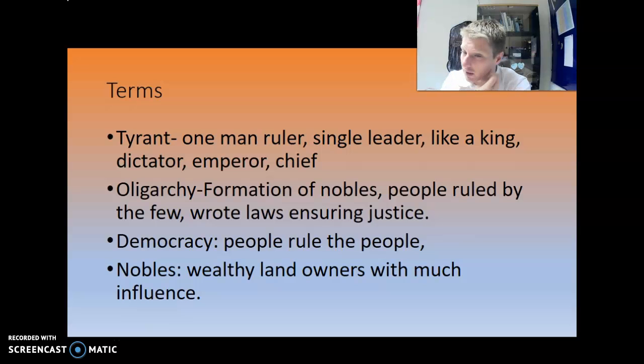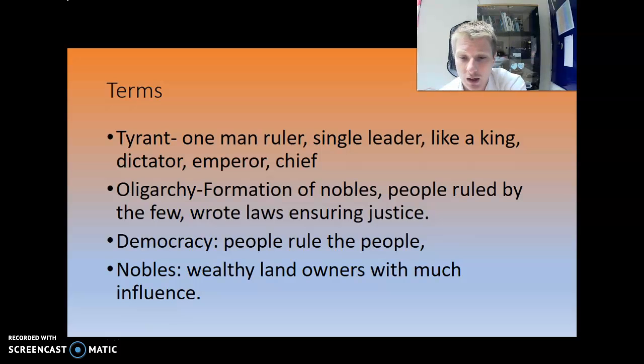An oligarchy is the formation of nobles, or a group of people who are running the country. So people ruled by the few. There's a few people in charge of all the people. Instead of one-man ruler, one person in charge of all the people, now it's a few people in charge. And we're going to look at how that happened in ancient Greece. But the oligarchy, the nobles, who were mostly the rich and influential, formed a small body, and they ruled the people. And so they're ruled by the few, and wrote laws.